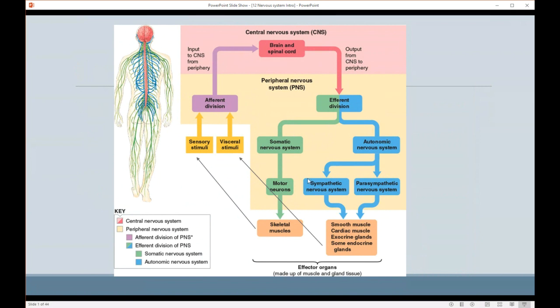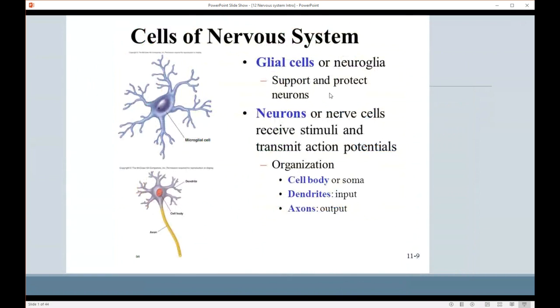Okay, anatomically, we have our central nervous system, that's in the pink, and then we have our peripheral nervous system in the yellow, okay? So there's different cells within our nervous system. We have glial cells. Glial cells are supportive cells. Their job is to support and protect the neurons. And then the neurons are the actual nerve cells. Those are the ones that are receiving the stimulus and then sending out an action potential.